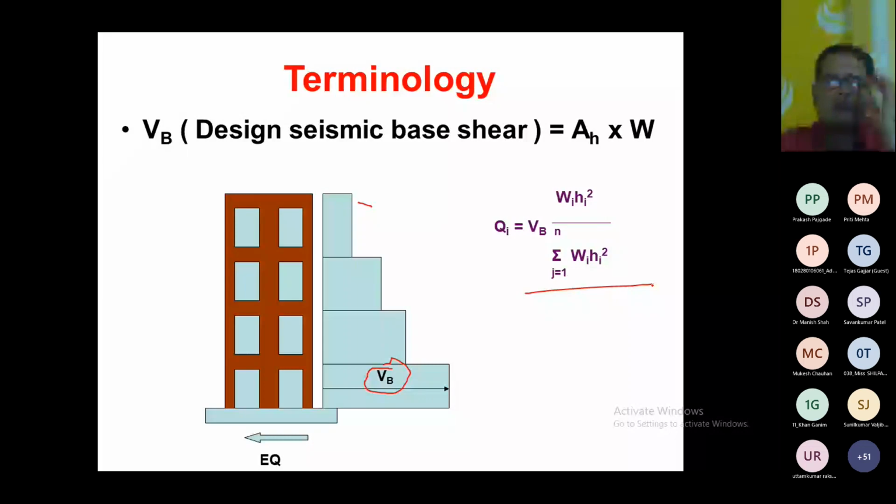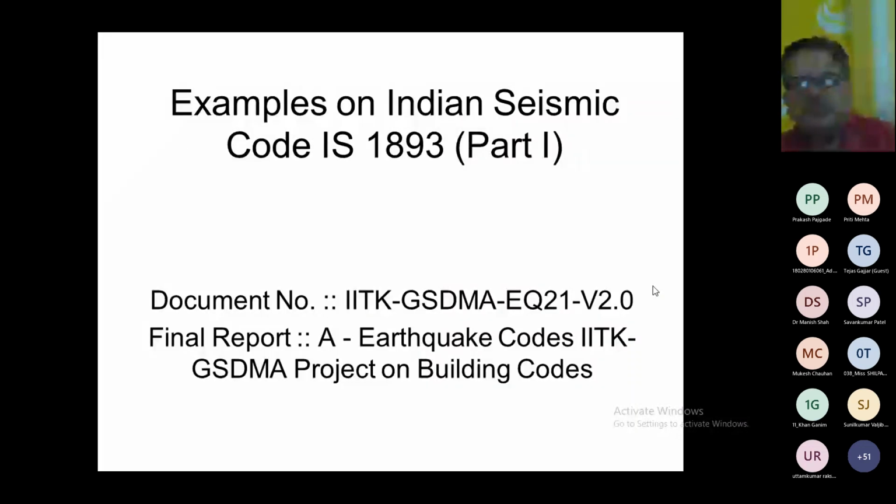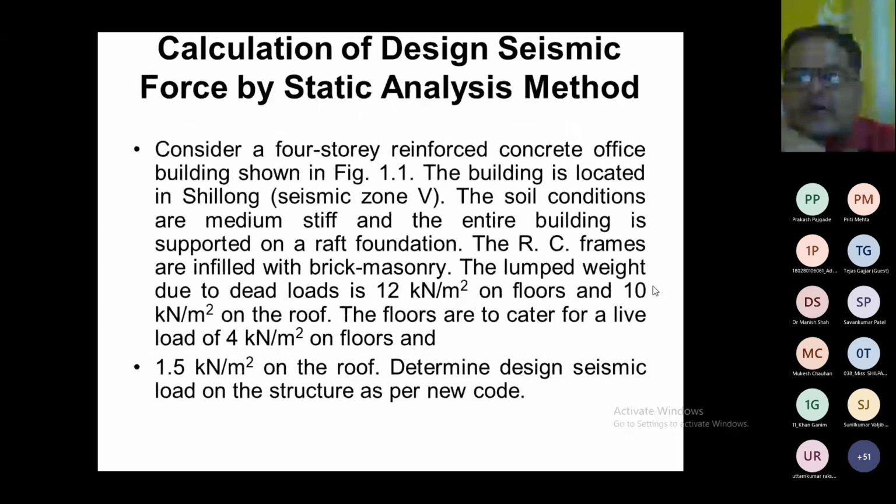So now we go for a very simple example, from the Indian Seismic Code IS 1893. I had taken it from IIT Kanpur and GSDMA EQ21 version 2. This is the data we have. Consider a 4-story reinforced concrete office building located in Shillong. Shillong means it is in zone 5. Generally this data is not given, but you have to find out from the code in which zone this city is lying. The soil conditions are medium stiff.